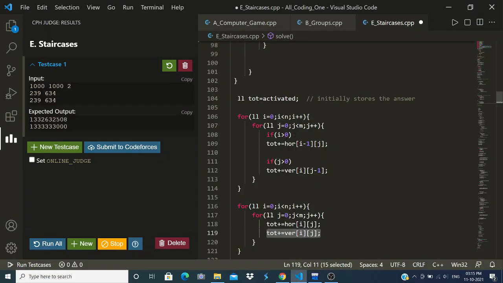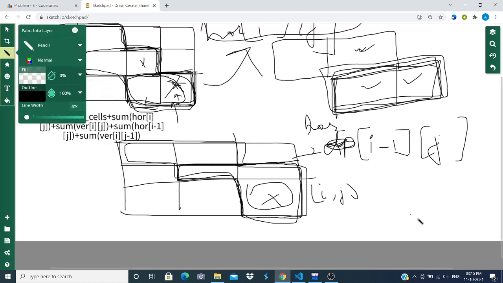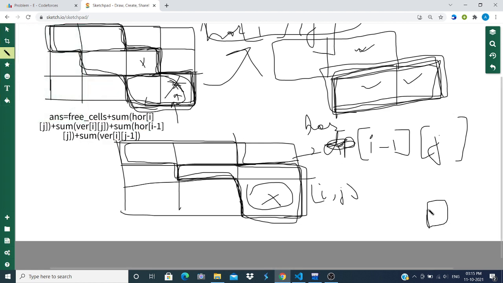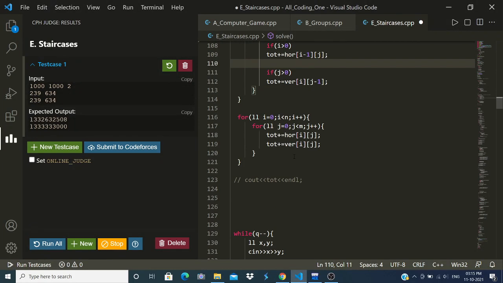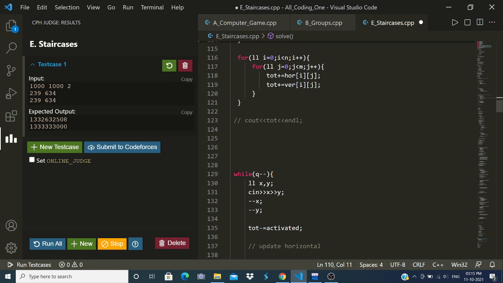So if i is greater than 0, horizontal of i minus 1, j. And similarly the number of stairs which are of something like this. So the number of vertical staircases which end at this cell ij and follow this pattern, right? So I am also adding that. So till now, before moving to queries, we have our total number of staircases.